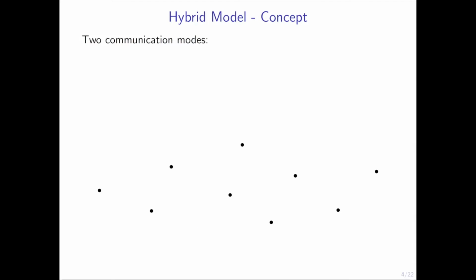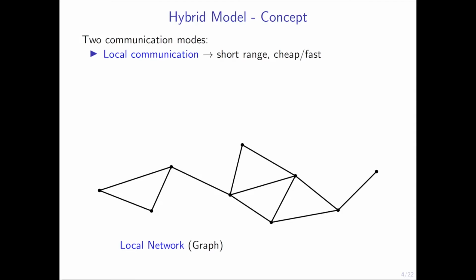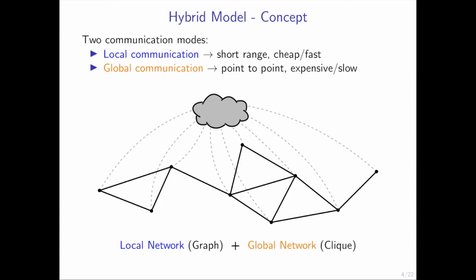So we observe that in practice, we typically have two communication modes. One local communication mode, which has a short range, but is fast. And we call this the local network and model it with a graph. On the other hand, we have the global communication mode, which allows for point-to-point communication, but is slow. We call this the global network and model it with a CLIQUE.